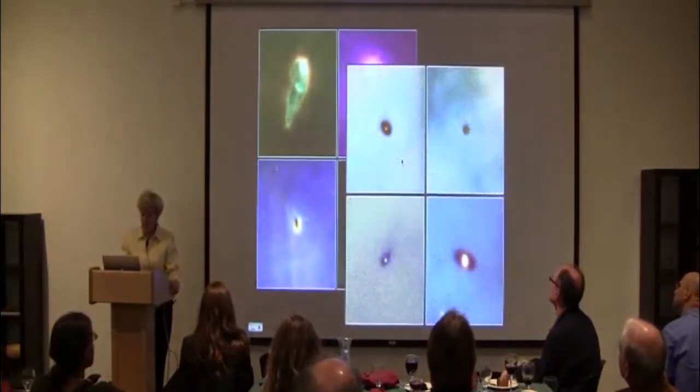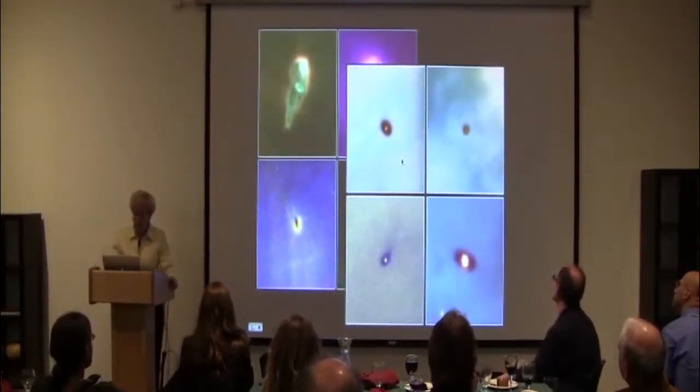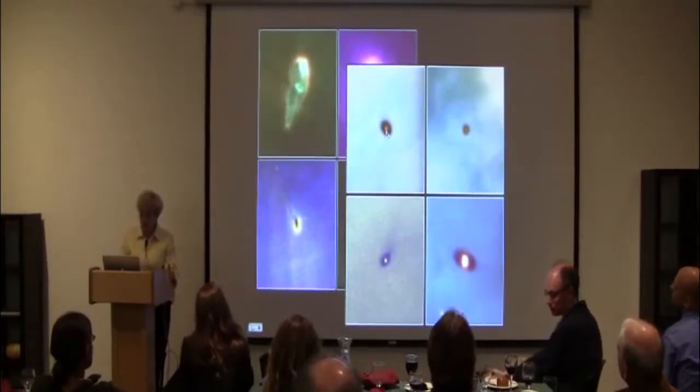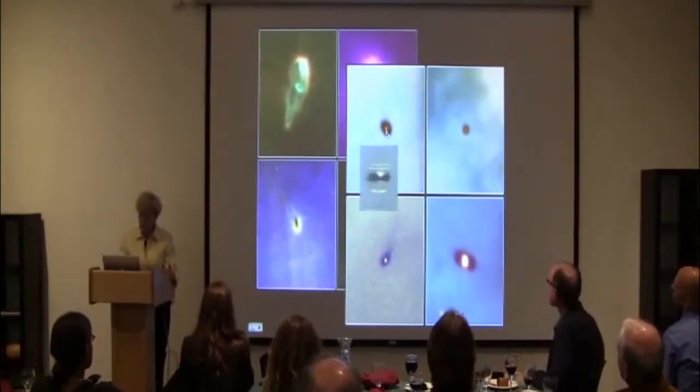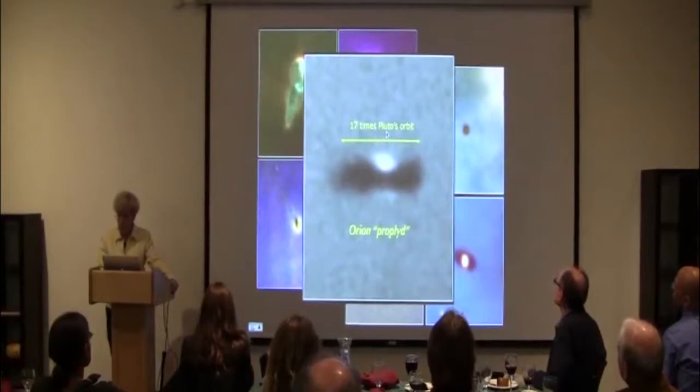Later in the process, these structures look like this. The material has settled to a disk, and at the middle of these disks, you can see individual stars that are visible. The disk by now is small and dense, crisp silhouette against the background glowing clouds. And we know they're disks because sometimes we see them edge on, as in this case.